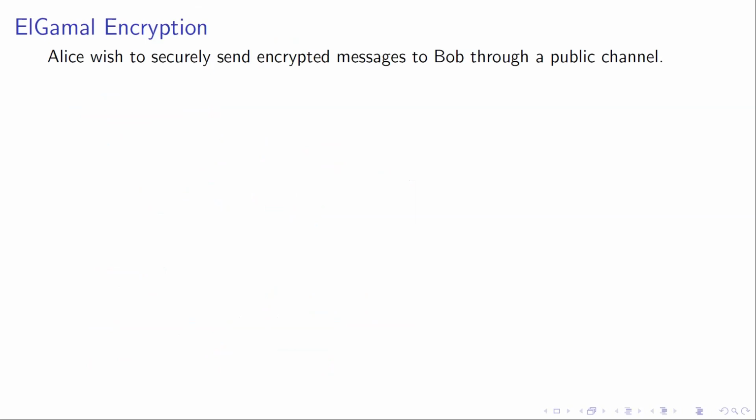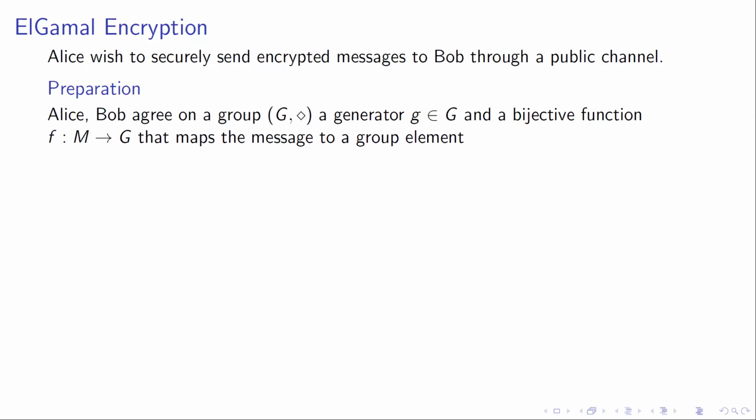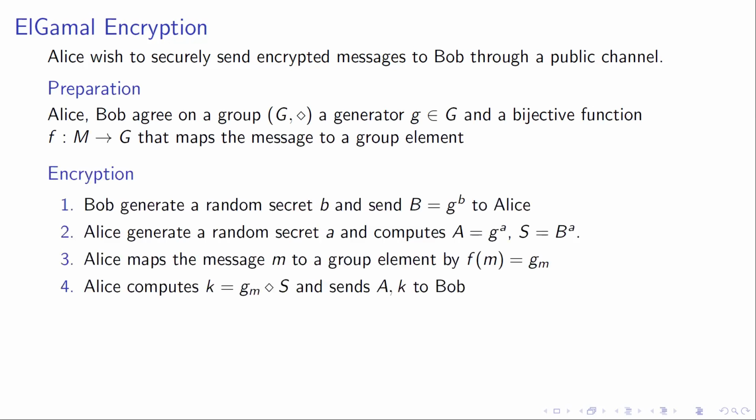So the next application is ElGamal encryption. Same kind of like the key exchange previously. For this one, Alice and Bob agree on a group G and a generator g, which is a member of the group G, and a embedding function F that maps the message to a group element. For the encryption part, Bob will generate a random secret b and send B, which is g to the power of b, to Alice.